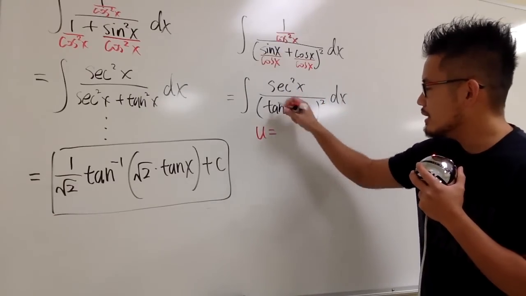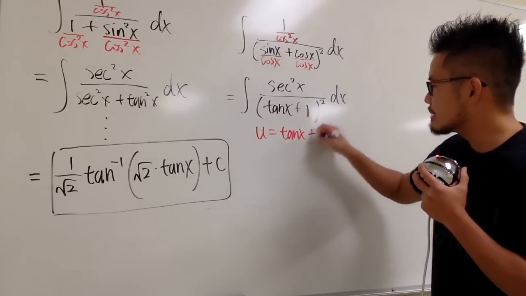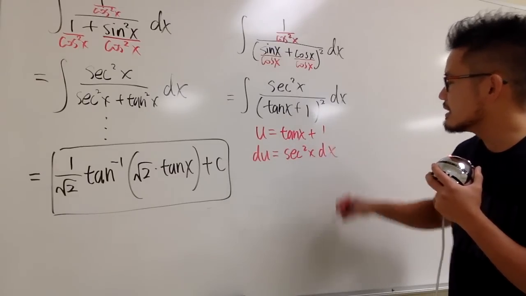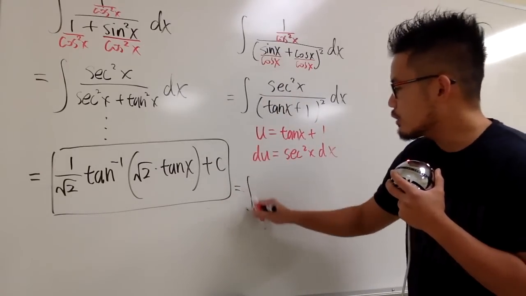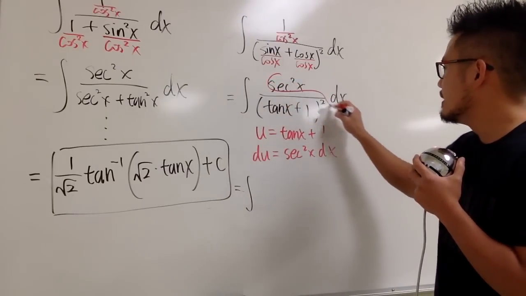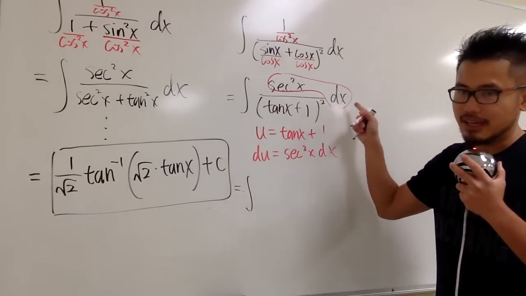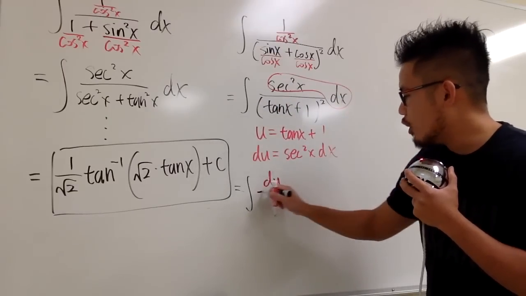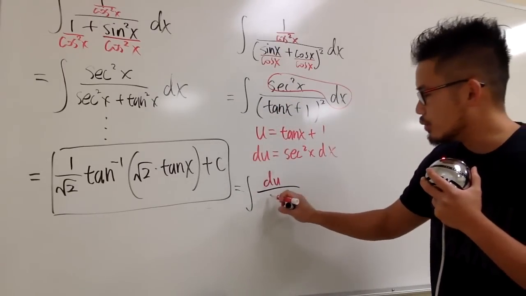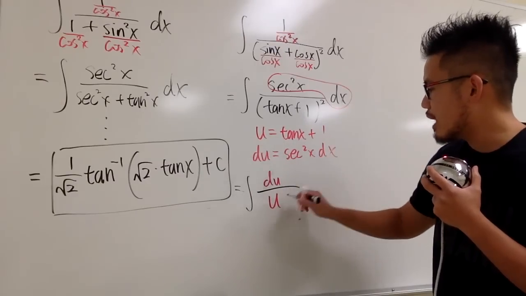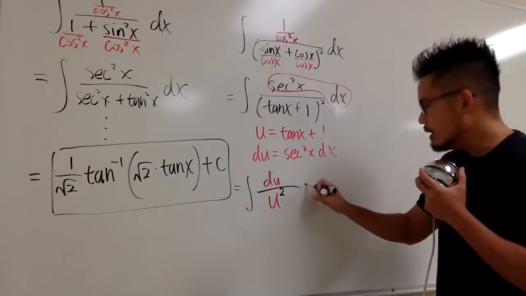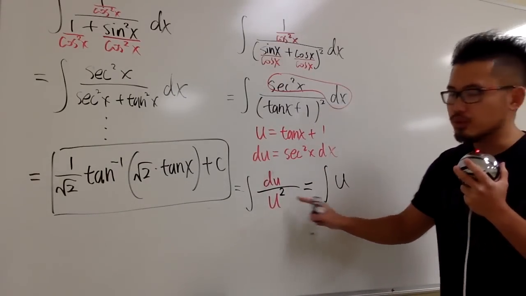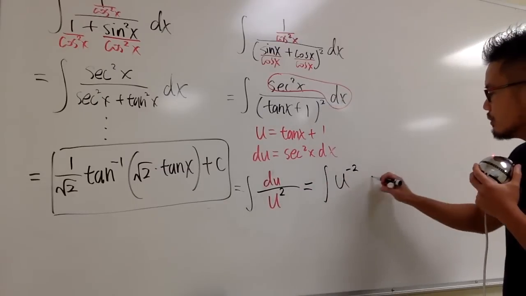So go ahead, u is equal to the inside, tangent x plus 1. We see right away du is equal to secant squared x dx. In this case, this is the integral, and let me just pair things up for you. This right here, secant squared x dx, is the du. Let me put that down, and then we still have the over. The inside here is the u, raised to the second power. To integrate this, let me just rewrite it. This is the integral of u to the negative 2 exponent du.